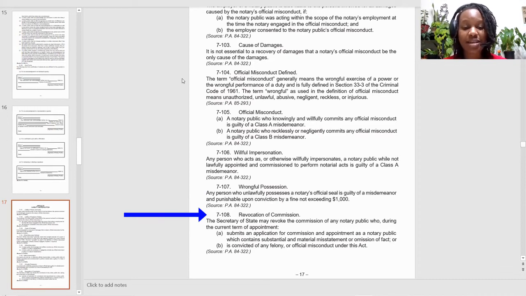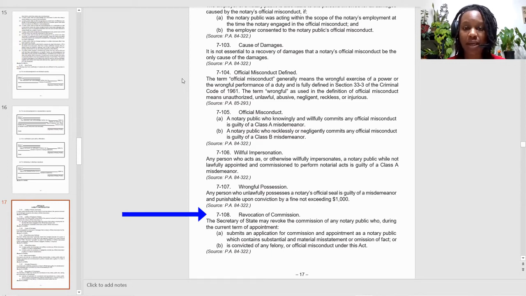Ending page 17, section 7-108, revocation of commission. The Secretary of State may revoke the commission of any notary public who, during the current term of appointment, A, submits an application for commission and appointment as a notary public which contains substantial and material misstatement or omission of fact. If you're putting on that application information that's not true.